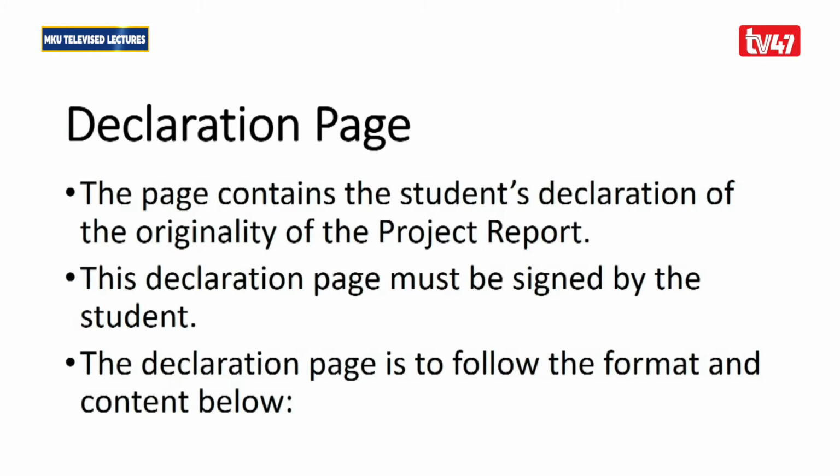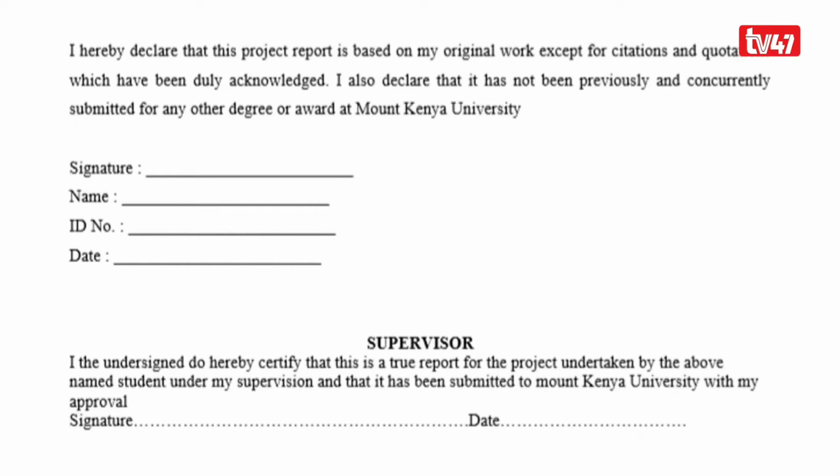So it will have the following words. It will have this kind of layout here, whereby you hereby declare that this project report is based on my original work, to mean it's not borrowed, it's not copied, it's not somebody else's work, except for citations and quotations, which you will have to do maybe during your literature review, or maybe when you're referring to something that is said by somebody else. You're trying to appreciate work that has been done by somebody else and have been duly acknowledged. So you have to acknowledge any work that is borrowed. And then I also declare that it has not been previously and currently submitted for any other degree award at Mount Kenya University. It's good to appreciate that.